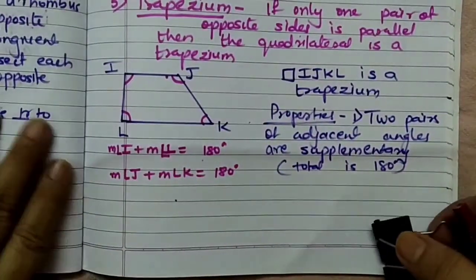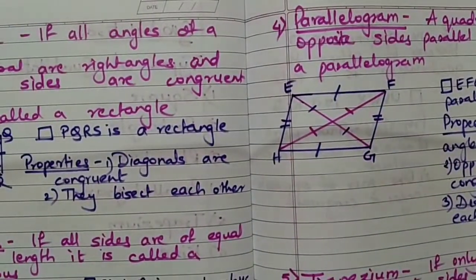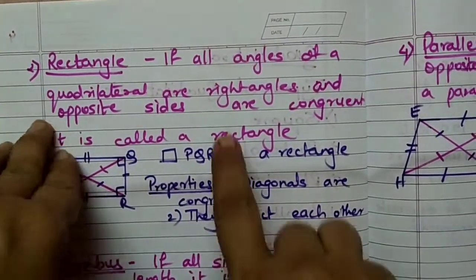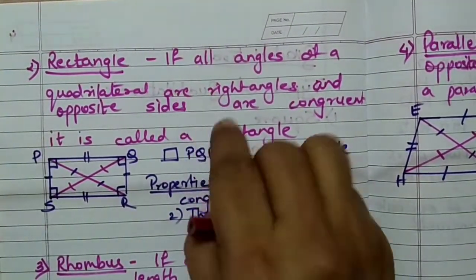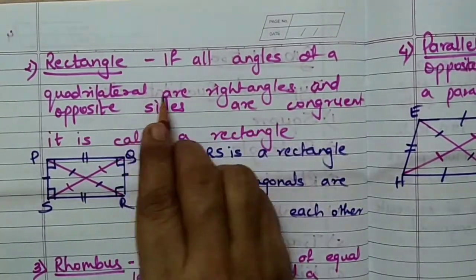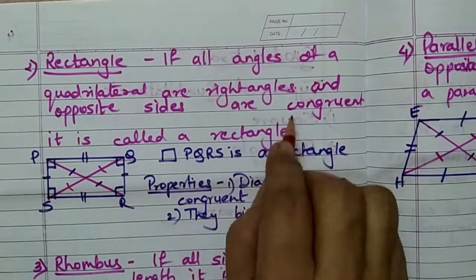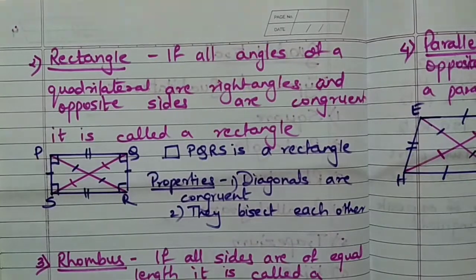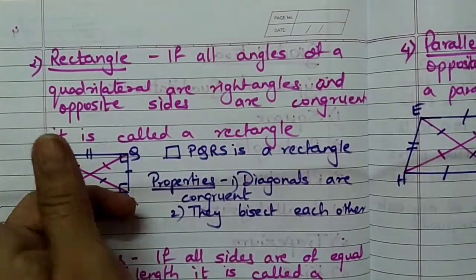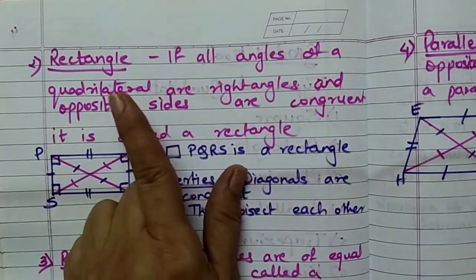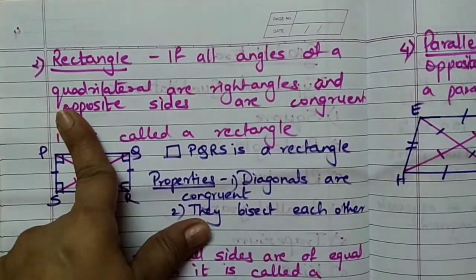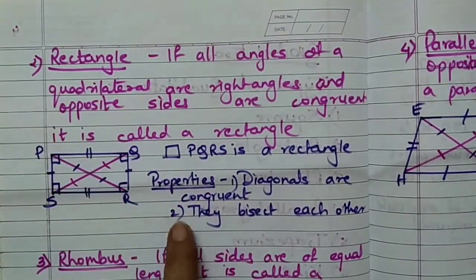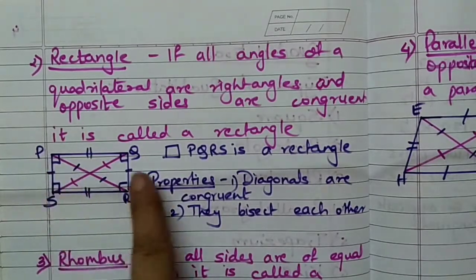Now let us go to the next quadrilateral, which is a rectangle. What is the property of a rectangle? If all angles of a quadrilateral are right angles and the opposite sides are congruent. So in a rectangle, all the angles are right angles and the opposite sides are congruent. What is the difference between a rectangle and a square? A rectangle has all the angles right angles like a square, but in a square we had all the four sides of equal length, but here we have opposite sides of equal length.